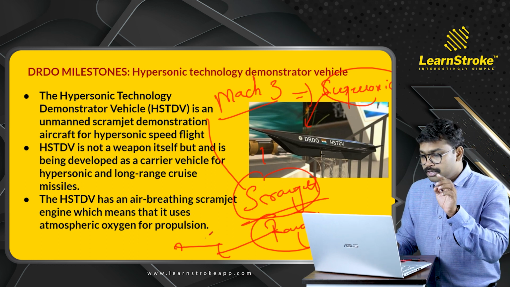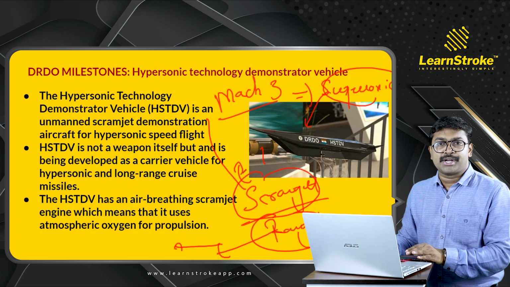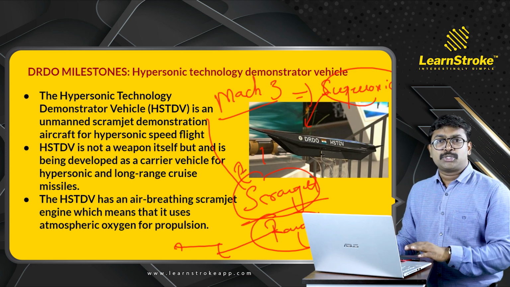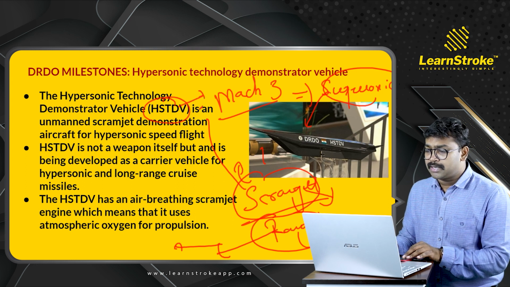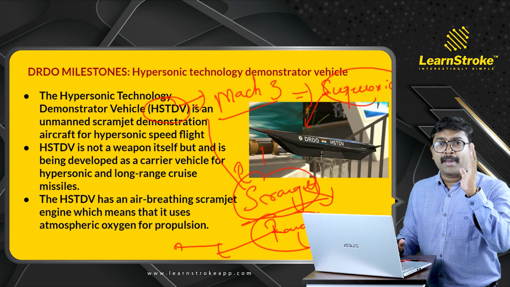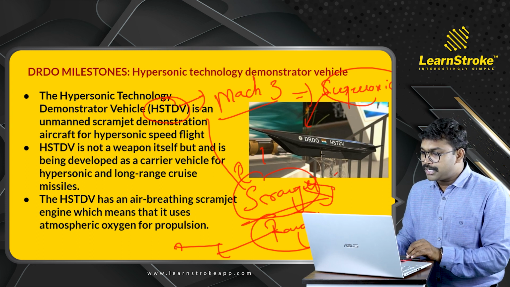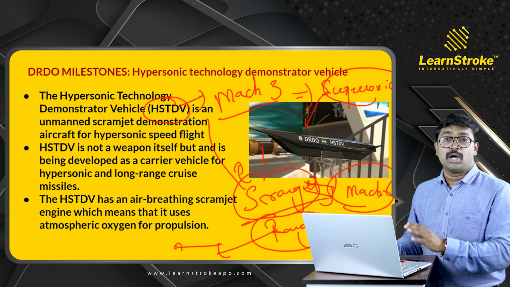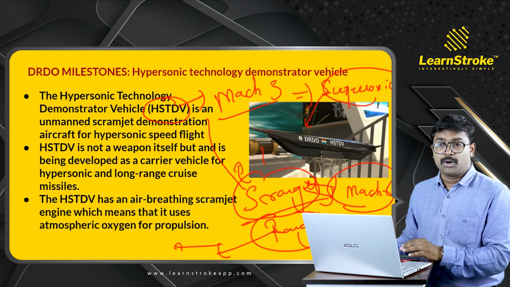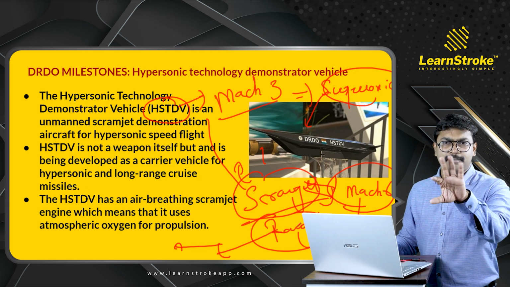That means scramjet can actually use the supersonic combustion levels as well as the hypersonic level. That means scramjets, the HST-DV, especially the missile system, with this speed you can penetrate any defense walls or any defense systems. So scramjets basically can be going up to Mach 6 times faster than the speed of sound. So scramjets can go up to Mach 6, and that is the difference between scramjet and ramjet.